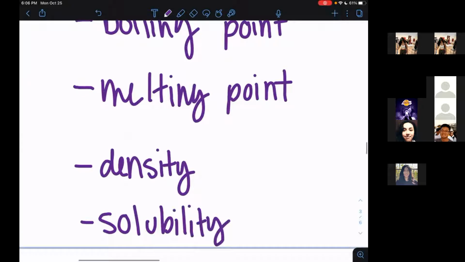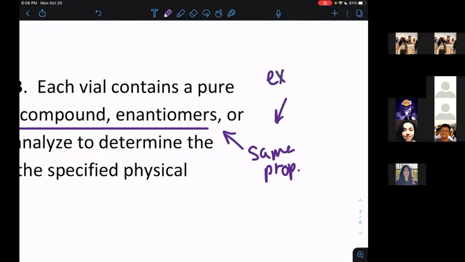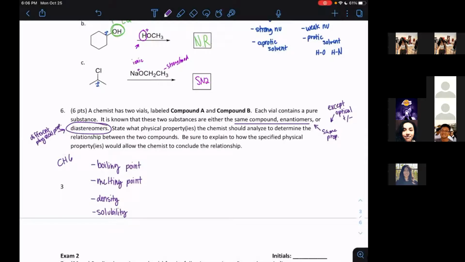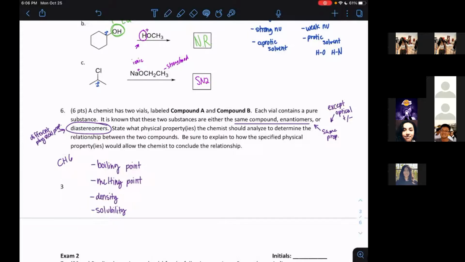The only thing that differs for enantiomers is the optical activity, their rotation of plane-polarized light. So it's either plus or minus. They'll have the same number, but it's plus or minus, and that's what makes them different. And diastereomers will have different everything, optical rotations and so on. Cool. So those are some of the things that are different.